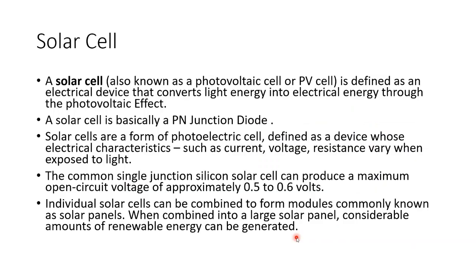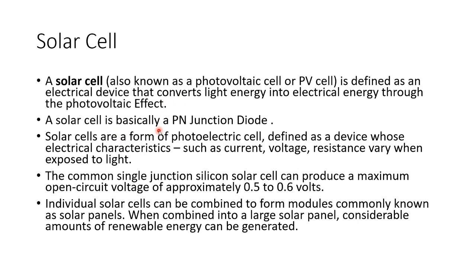And as we know, when the light intensity increases, the photodiode will produce higher current. Now, solar cell. What is a solar cell? Solar cell is a photovoltaic cell or a PV cell as it is called, defined as an electric device that converts light energy into electrical energy through the photovoltaic effect that I'll explain in the next slide.